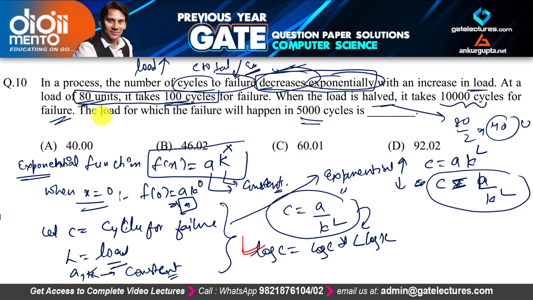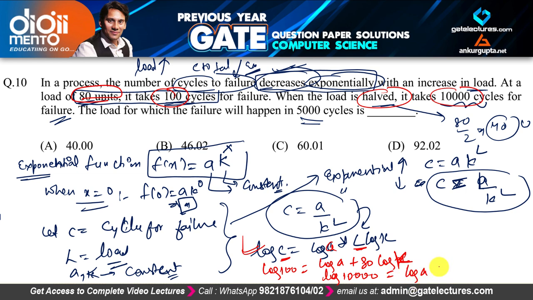So first case is the load at 80 units. If the load is 80 units, then it takes 100 cycles to fail. So here just put cycle is equal to 100, so that is log 100 is equal to log A plus, here L is representing the load, so load is 80 into log K. The next is when it is halved, that is load is 40, then there are 10,000 cycles. So I can say log of 10,000 is equal to log A plus 40 log K. So this is equation number 1 and this is equation number 2.